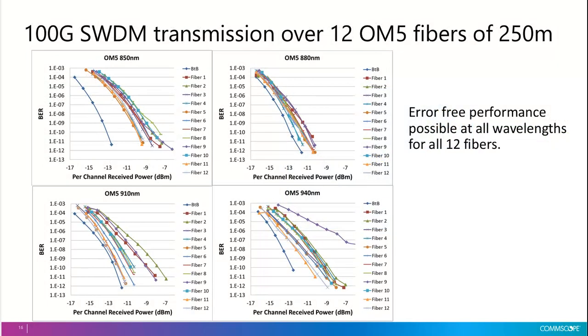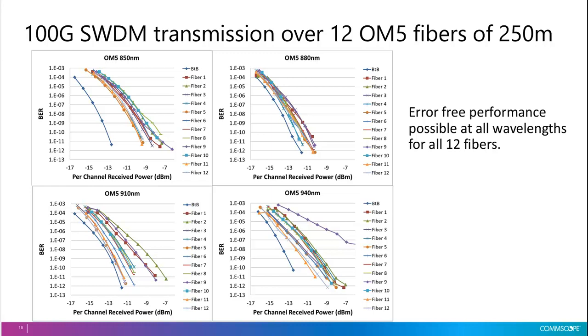Here are the BER versus receive power for the 4 different wavelength channels. Again, 850, 880, 910, and 940 nanometers. The dark blue curve is back-to-back, so that's when we don't have a long length of fiber in the path. And we can see that all of these curves are well-behaved. They're all smooth. They all slope down. They all get below the FEC limit of 5e to the minus 5. And we don't see a lot of error floors.